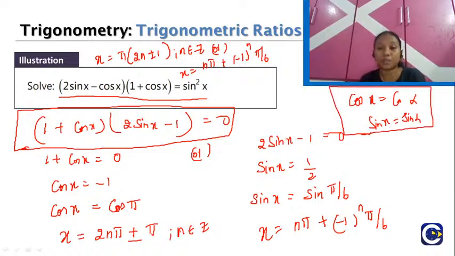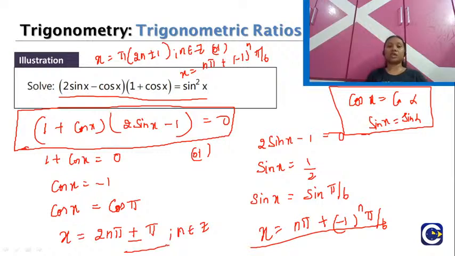You have to keep in mind that whenever they don't mention that you have to find the principal solution, you have to always find the general solution. If they haven't mentioned the principal solution, or if they haven't given any particular interval where you have to find x, then you have to go with the general solution only. Like how I have just written the general solution for this typical question.